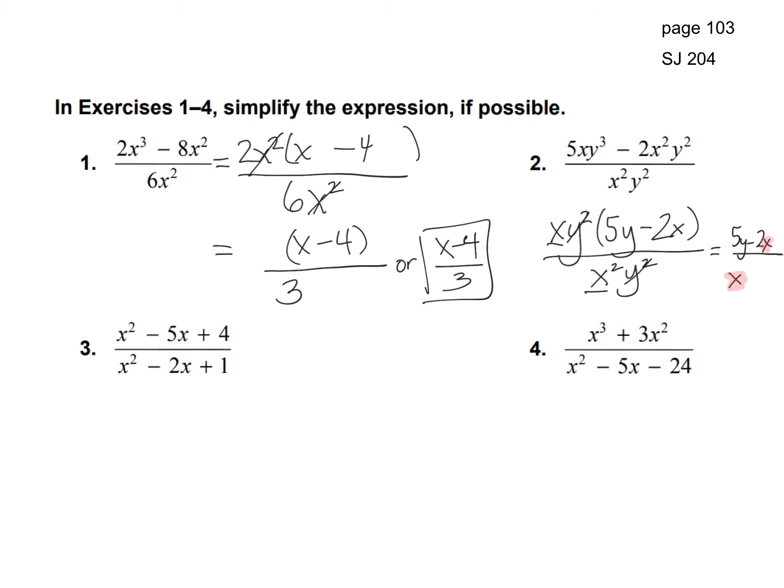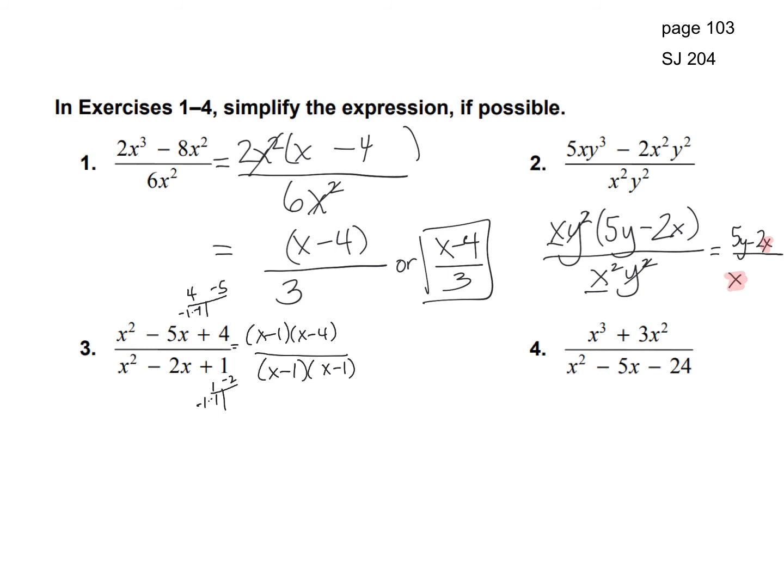Now for number 3, I have to put both trinomials in factored form. a times c is 4, sum of b is negative 5. So that would be negative 1 times negative 4. a is 1, so I can factor this the quick way. x minus 1 times x minus 4. For the second one, I need a times c is 1. Sum of b is negative 2. So that would be negative 1 times negative 1. So x minus 1 times x minus 1.